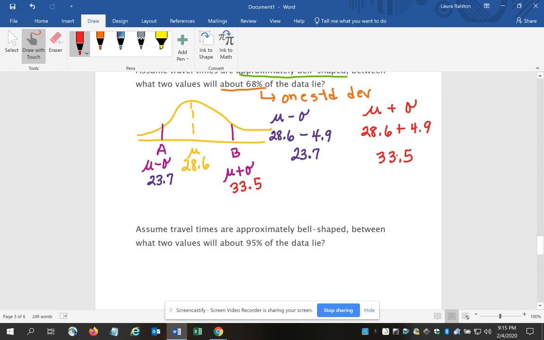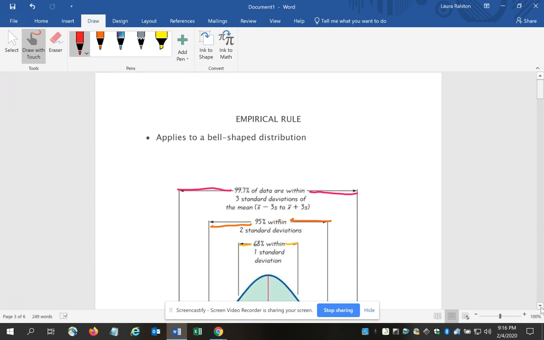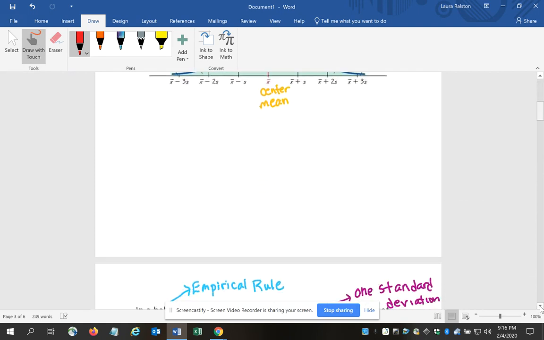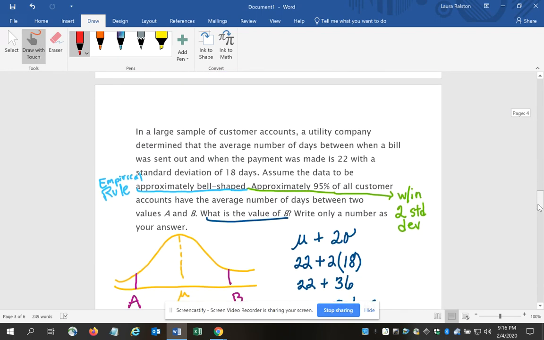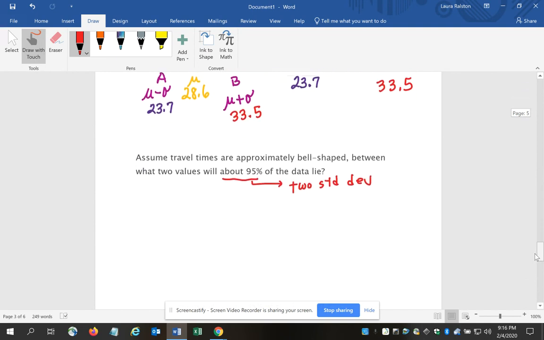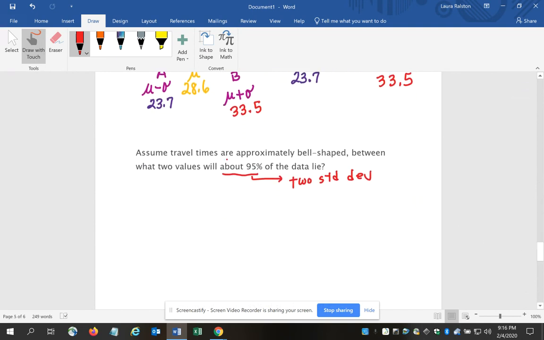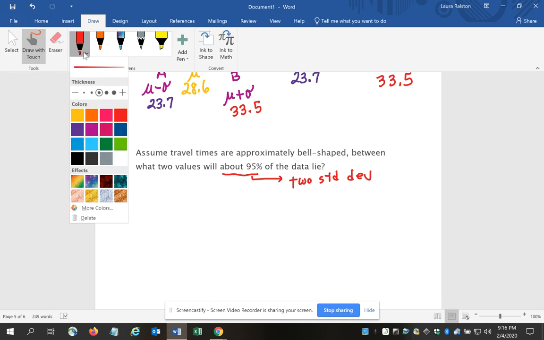Now, using that same scenario, the next question asks us, again, they tell us it's bell-shaped, but now they want to know between what values about 95% of the data lie. We have to remember that 95% is 2 standard deviations. Let me scroll back down.